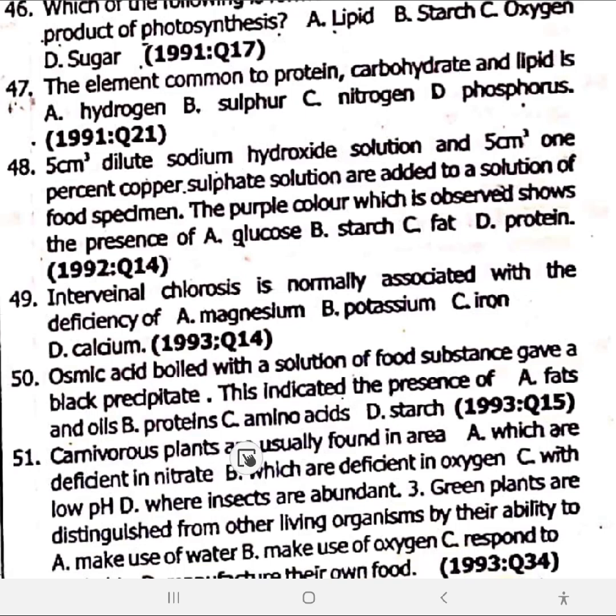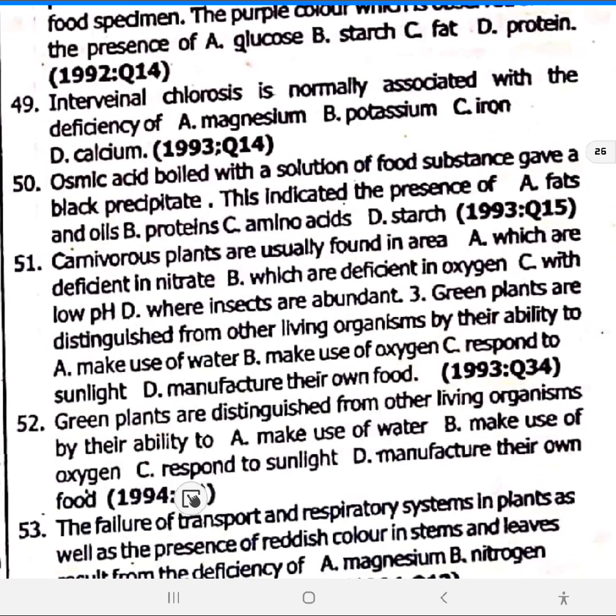51. Carnivorous plants are usually found in areas that are deficient in nitrogen. They don't have enough nitrogen. Option A, which are deficient in nitrates, because they need protein, so they will eat insects. Green plants are distinguished from other living organisms because of their ability to manufacture their own food through the process of photosynthesis. 52 is option D.